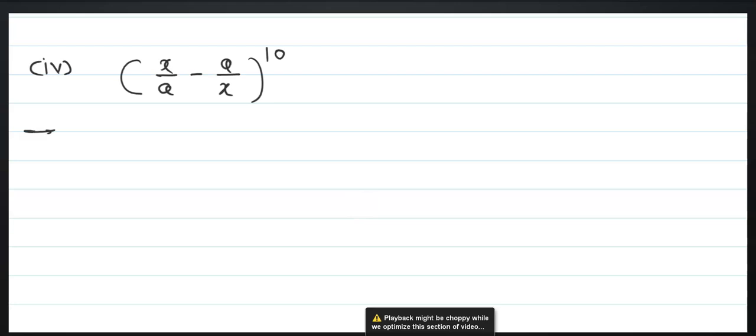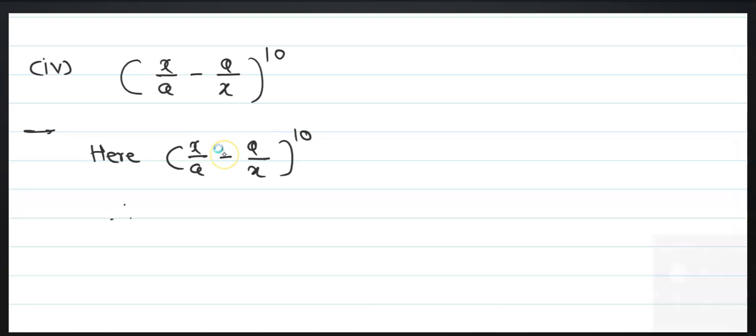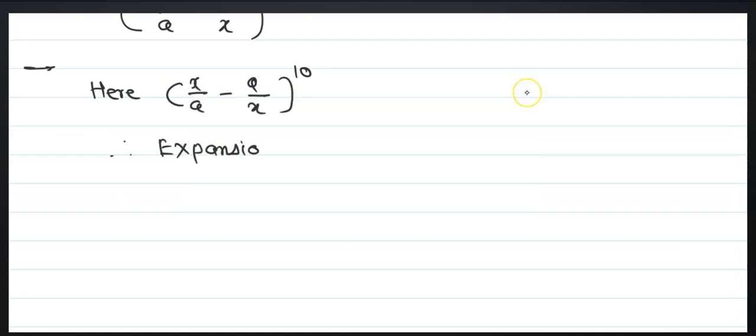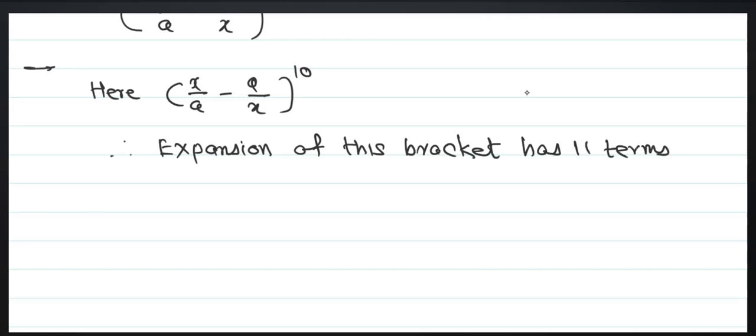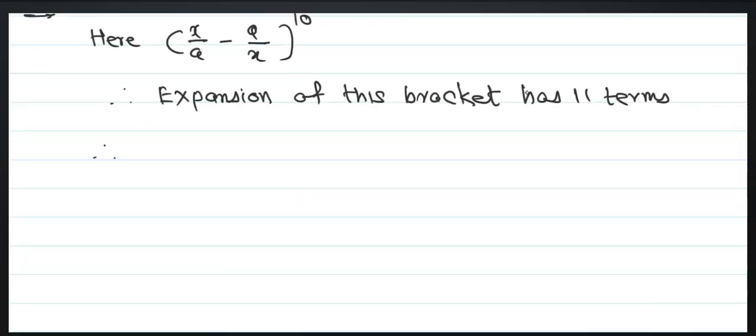Now the next problem, 4: x upon a minus a upon x, bracket raised to 10. That is the expansion of this bracket. Here again n is equal to 10, so there will be 11 terms. 10 plus 2 is 12, 12 upon 2 is 6. Therefore, the sixth term will be the middle term.